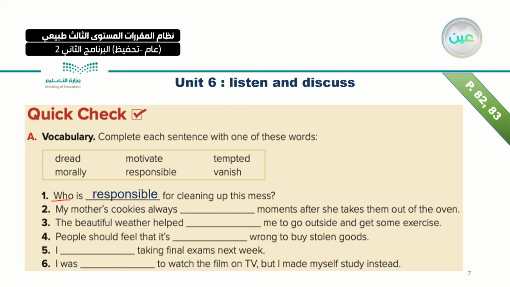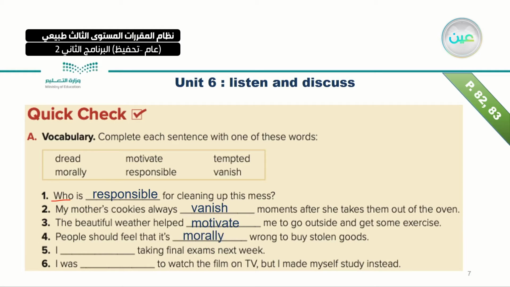Number 2, my mother's cookies always vanish moments after she takes them out of the oven. It means that my mother's cookies will finish, or disappear, for example, which is vanish. 3, the beautiful weather helped me to go outside and get some exercise, okay. Motivate, encouraged, for example, encourage. Number 4, people should feel morally that it's wrong to buy stolen goods, okay. So here, I'm talking about morally.